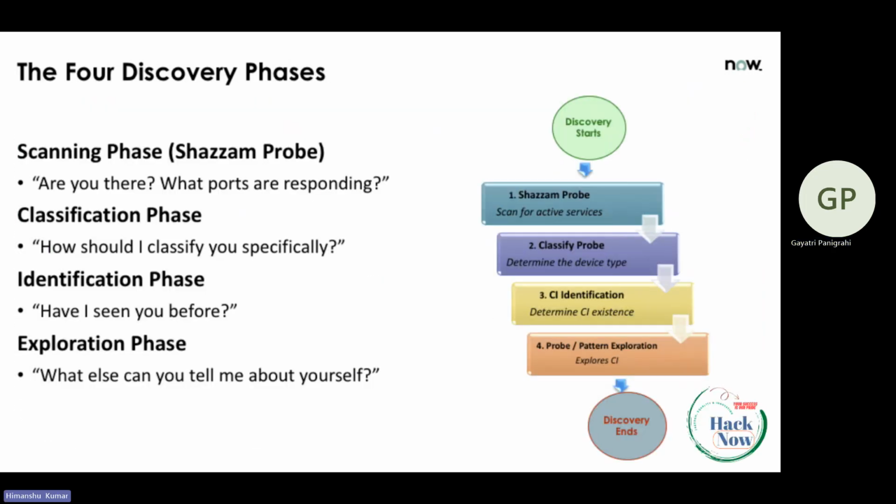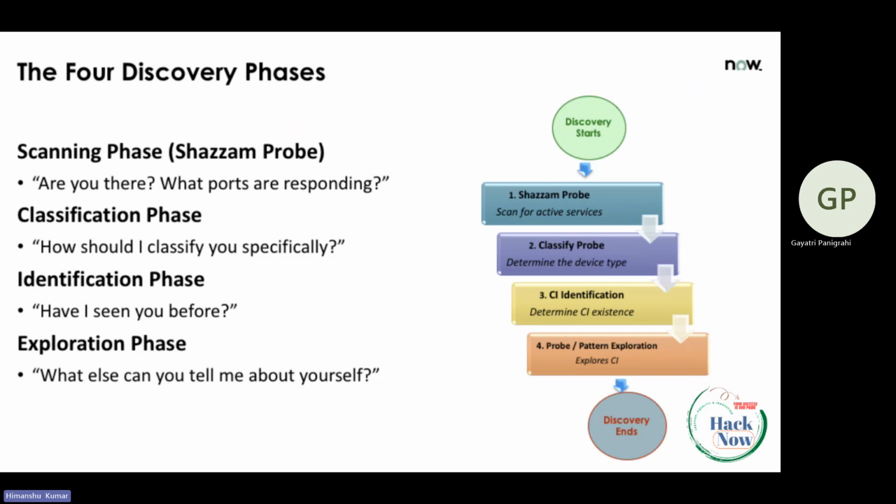Okay, so in discovery, there are some phases which are performed by the platform to grab the proper data or revert back from the customer environment. Discovery will run in four phases. The first phase is the Shazzam probe, the Shazzam phase. The second one is the classification phase, the third one is the identification phase, and the fourth one is the exploration phase.